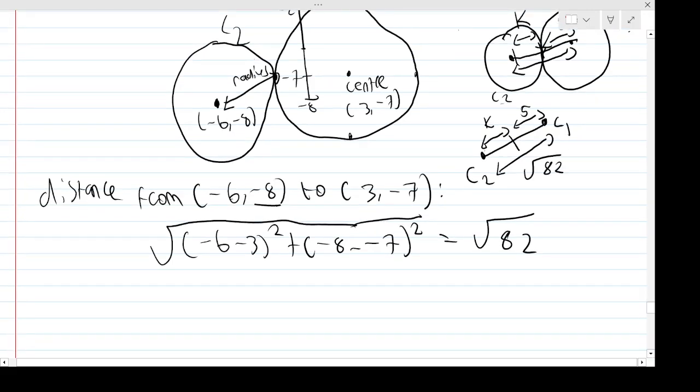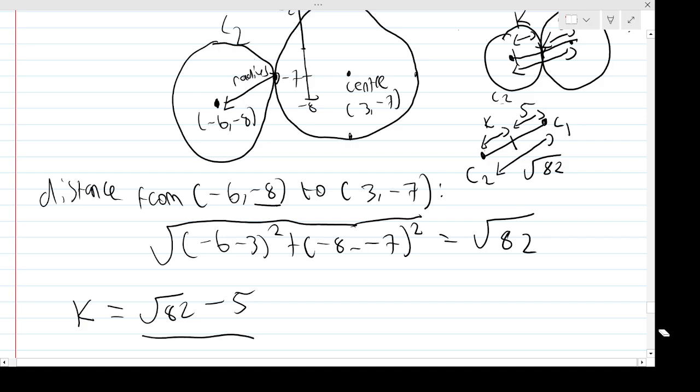If we know this whole distance, root 82, from C2 to C1, and we know the distance from the cut-off point, the intersection, to the centre is 5 at C1, I can work out this distance here. So K is going to equal the whole distance root 82, take away this part of the distance, which is 5. So the radius of C2 is this for K.